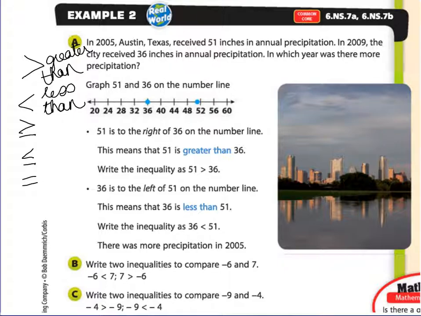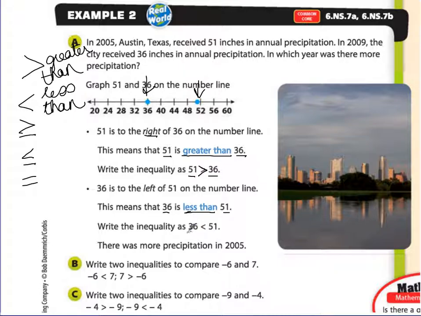On our number line here, we have 51, and it's further to the right than 36. So since 51 is further to the right, 51 is greater than 36. To write that as an inequality, I write 51 first, is greater than 36. But another way I can look at it is that 36 is further to the left, so 36 is also less than 51.